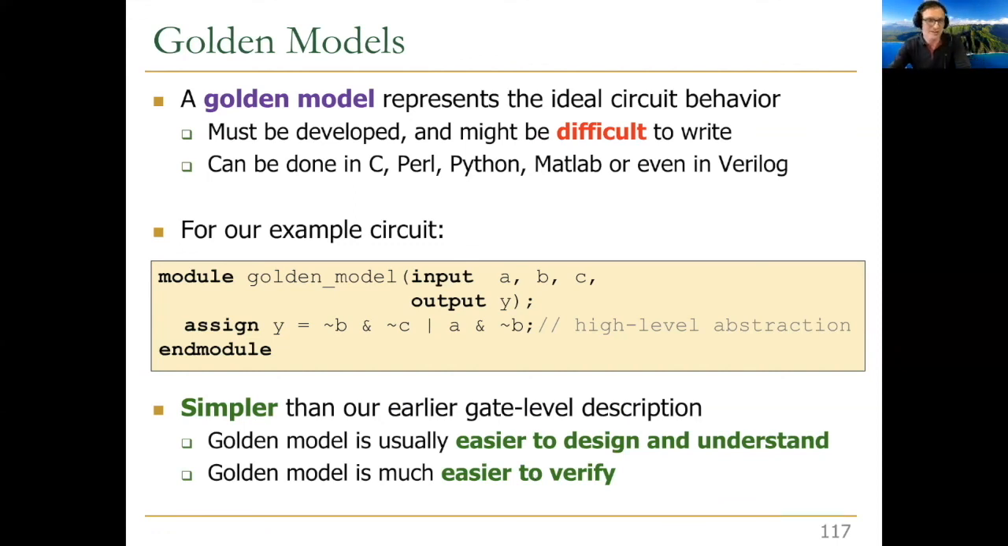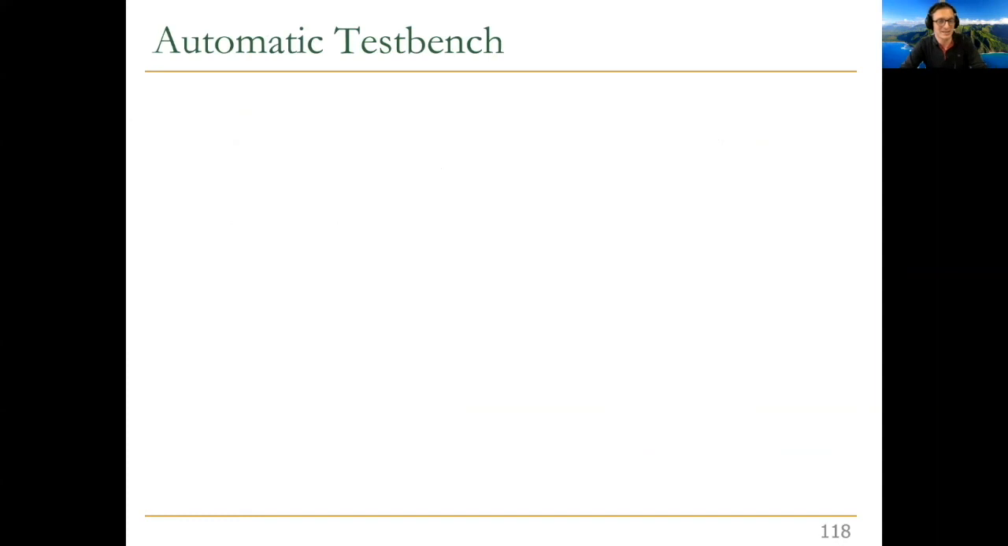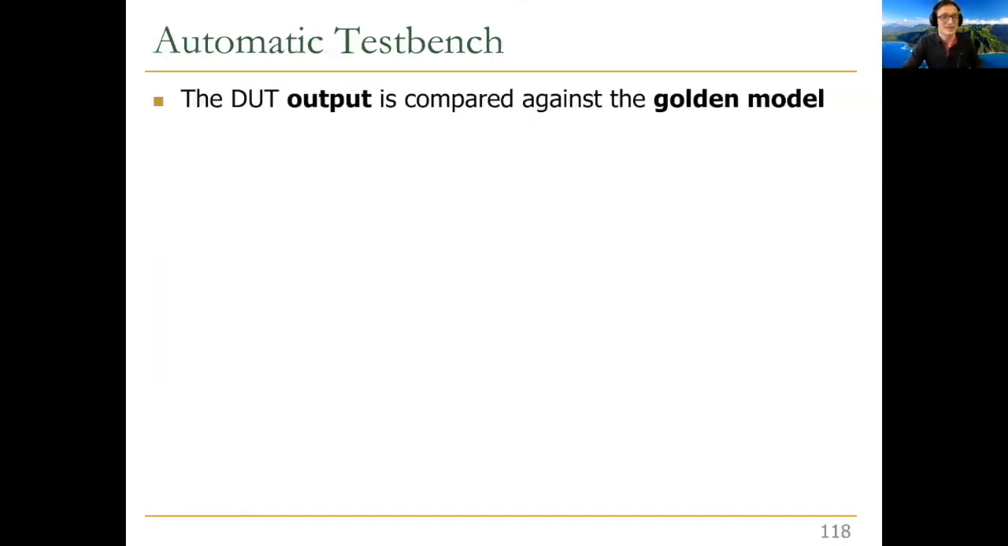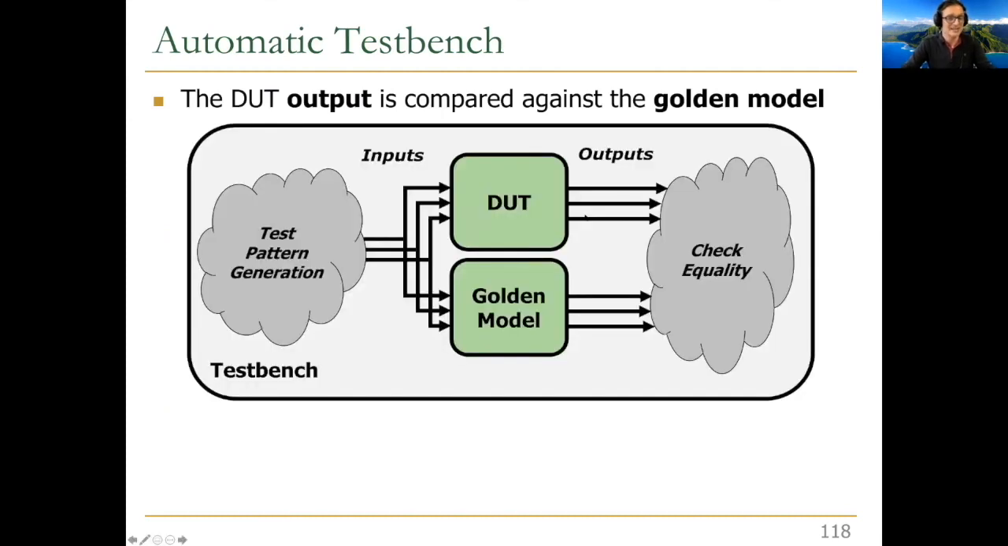Okay, so this is important. So think about golden models a little bit. Now, how you design an automatic test bench becomes interesting, right? The design under test output is compared against the golden model. So basically, you have a simulation simulating the golden model, as well as the design under test.